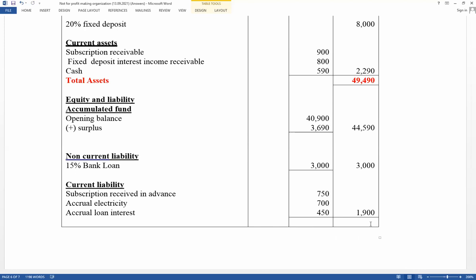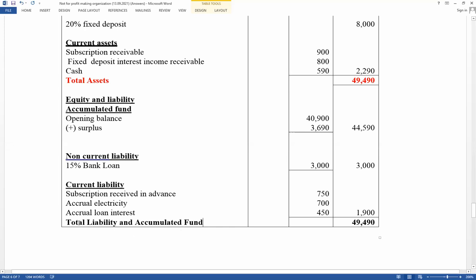$44,590 plus 3,000 plus 1,900. Therefore, equal 49,490. Therefore, here the total amount is also equal to 49,490. This is the total of liability and accumulated fund.